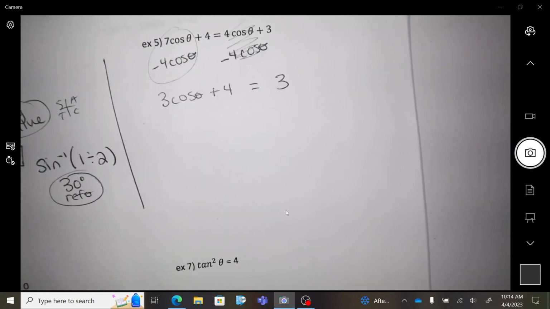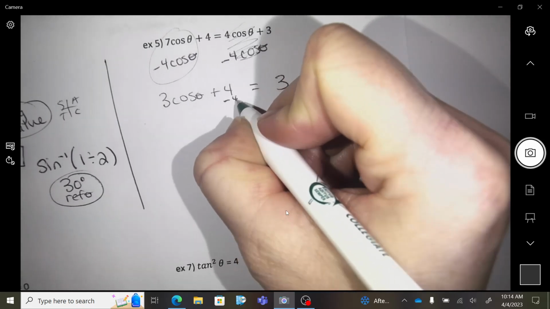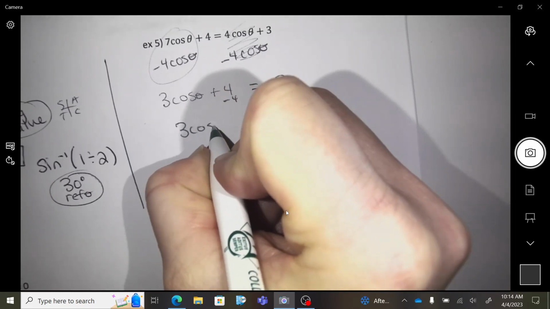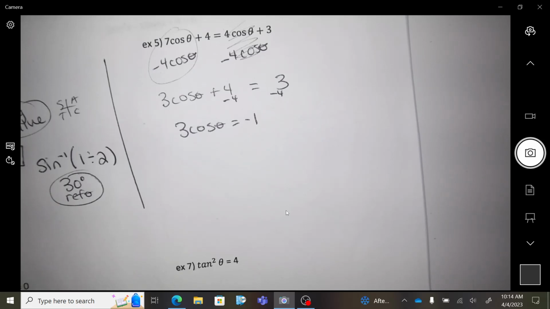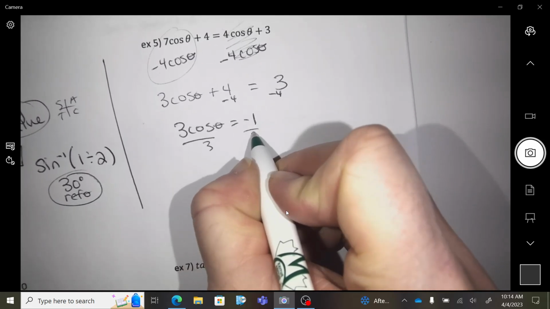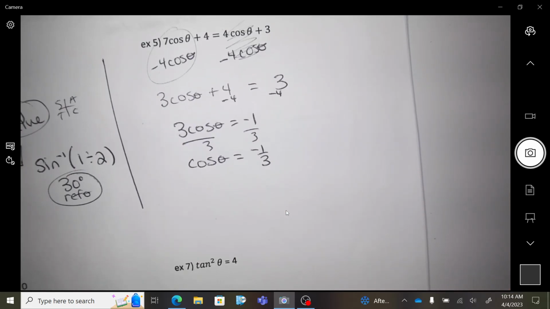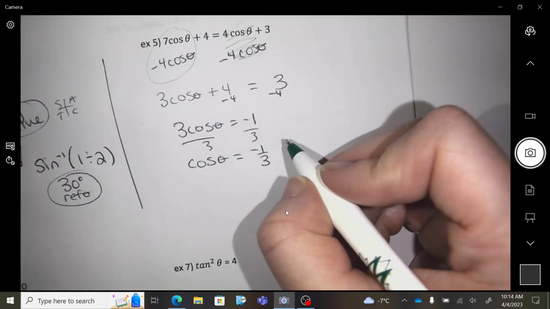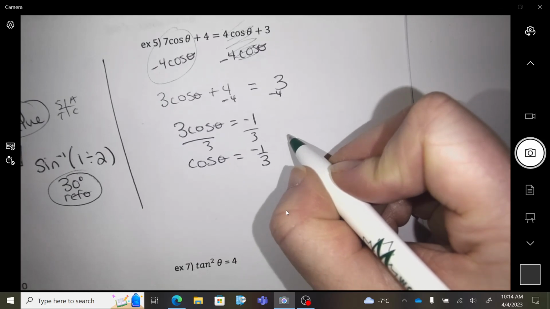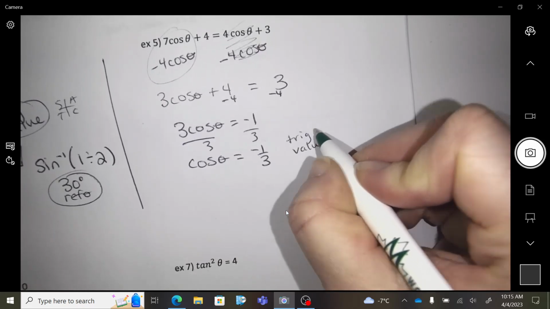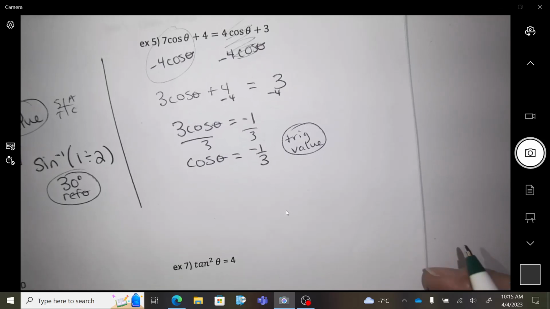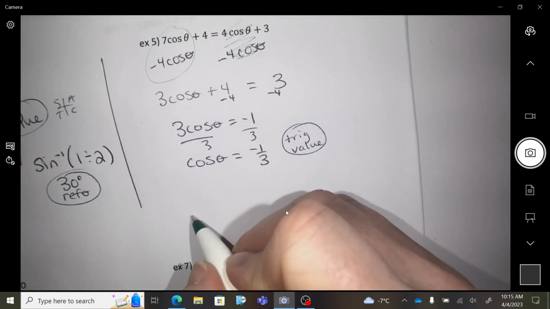Okay, isolation, algebra. What do you want to move around now? I'm going to subtract 4. And divide. Okay, we did all that algebra just to get a, what is this called again? A trig value. That's just a trig value. So you have 10% of your question is done. So don't stop.